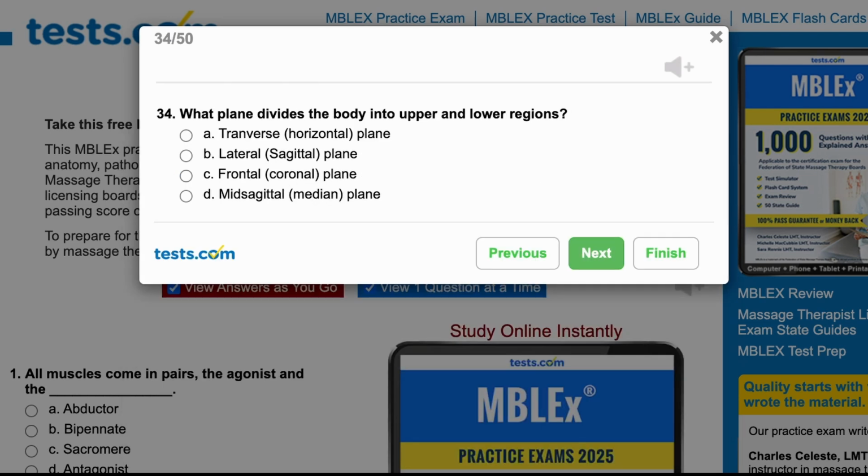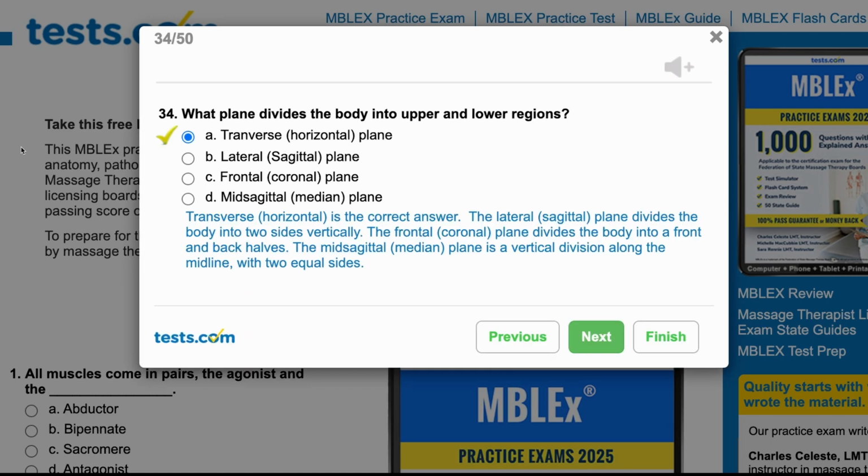Question 34. What plane divides the body into upper and lower regions? A. Transverse, horizontal plane. B. Lateral, sagittal plane. C. Frontal, coronal plane. D. Mid-sagittal, median plane. A. Transverse horizontal is the correct answer.